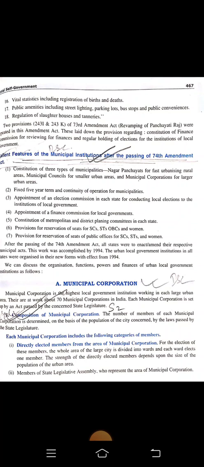Next, a municipal corporation, and here also we are having the composition. The number of members of each municipal corporation is based on the population of the city concerned and by the laws passed by the state legislature. First there will be directly elected members from the area of the municipal corporation, and members of the state legislative assembly who represent the area of the municipal corporation.